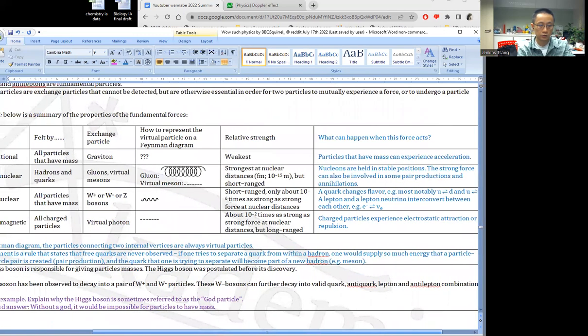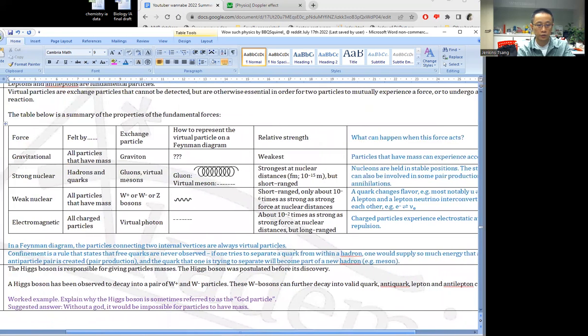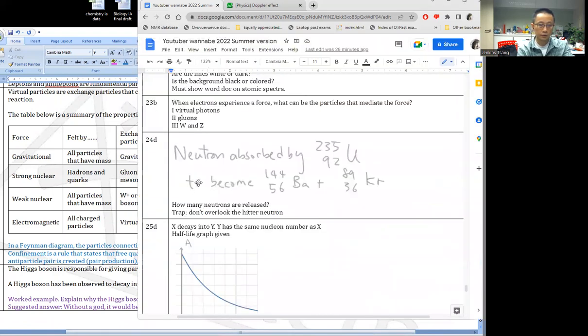So if the second choice is wrong, then that means the first and third choices must be correct by default. And sure enough, they are correct. So the answer is just 1 and 3, which is choice B. Moving on, question 24.